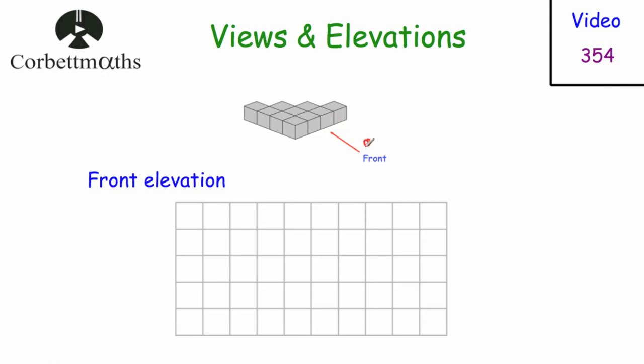So if I was standing here, if I was small and I was looking at it from here and this was the front of the shape, I would just see these four blocks, so I would see this shape here, and I could get my pencil and ruler and draw it really tidily. I would see a rectangle that was 1, 2, 3, 4 blocks across. Some people like to put in the lines in between, because you might see those lines joining the blocks, but that's what I would see. I would see that rectangle, which is 4 rectangles wide. And if you do want more practice on views and elevations, look at video 354 on corbettmaths.com.